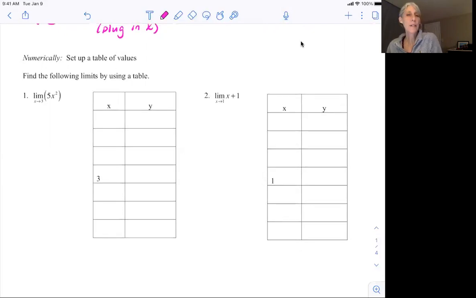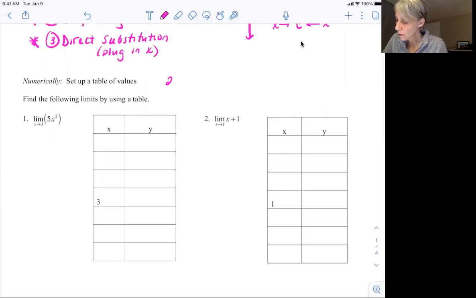So when we want to set up a table of values numerically, or look at something in our graphing calculator, I'm going to mention something right now. Remember, we want to plug in numbers that get close to 3. What we're doing here is evaluating the limit as x approaches 3 of our function f of x, 5x squared. So if you think about numbers that get really, really close to 3, you could think on the x-axis here, a number a little bit bigger than 3 is 3.1, but I could even get closer. I could do 3.01 or 3.001.